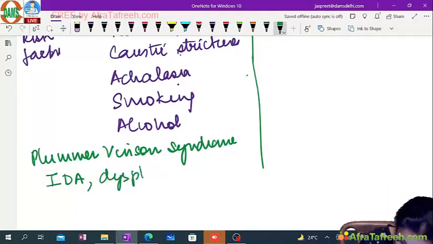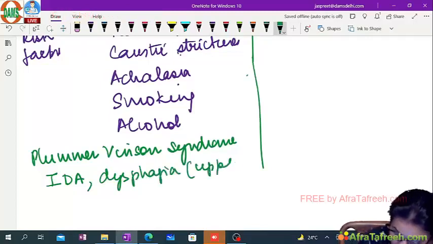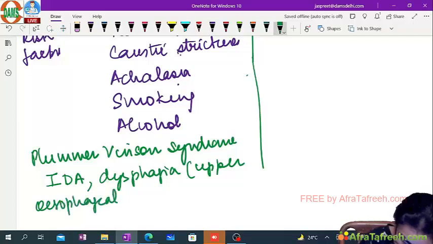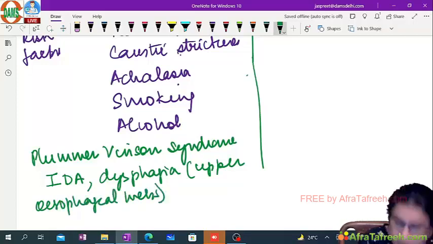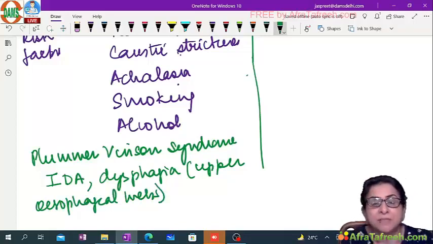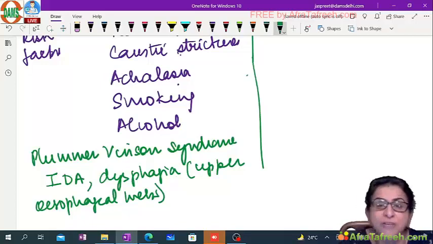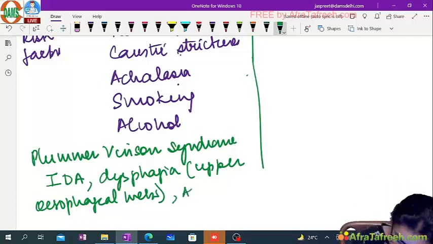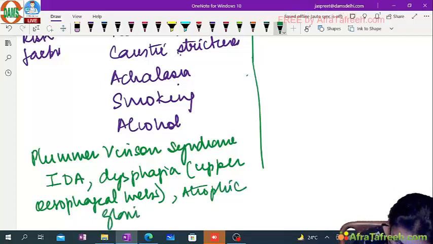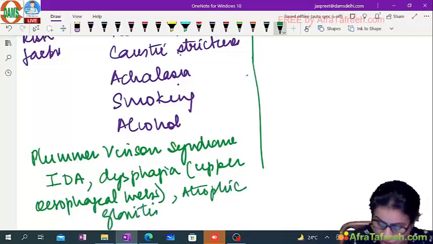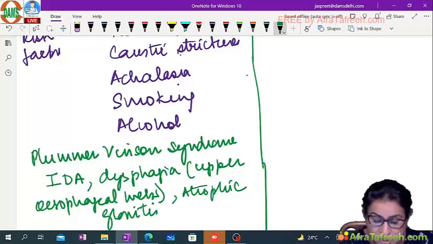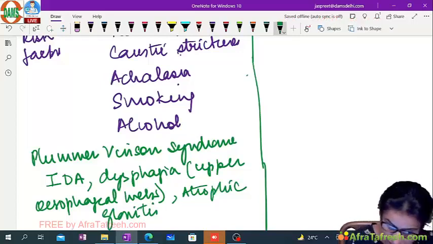dysphagia due to upper esophageal webs. So the patient has iron deficiency anemia, he develops epithelial webs in the upper esophagus, because of which he has dysphagia for solid foods. And third, atrophic glossitis. This is Plummer-Vinson syndrome. Patients with Plummer-Vinson are at increased risk of developing squamous cell carcinoma.